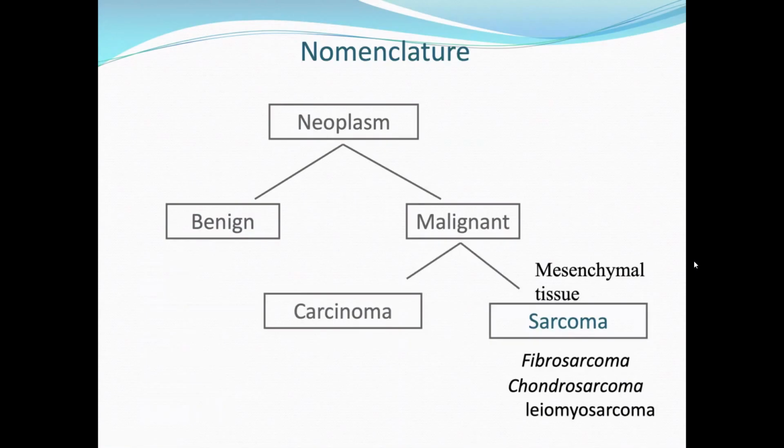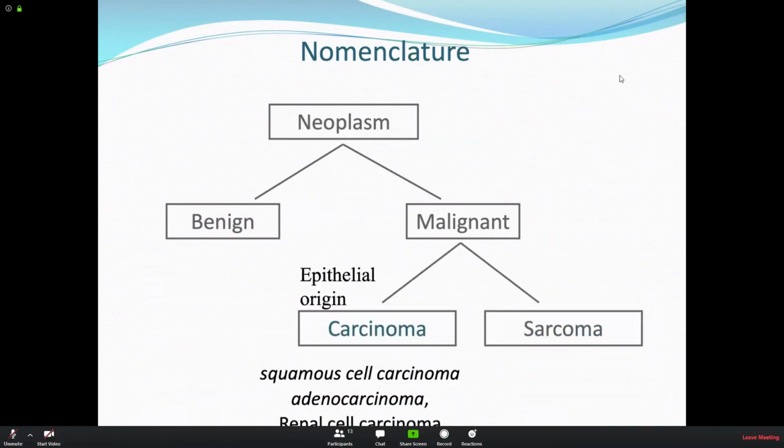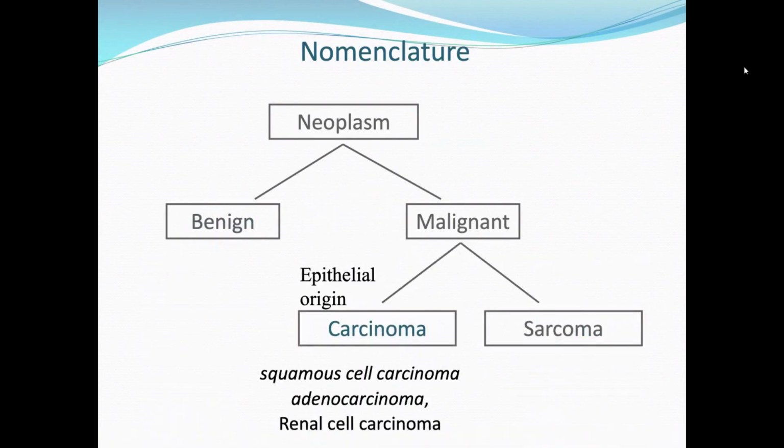Did you talk about the difference between carcinoma and sarcoma? Okay, epithelial versus connective tissue. Carcinoma means a tumor that is trying to resemble epithelial tissue. Sarcoma means a tumor that is trying to resemble connective tissue, of all types. Examples of carcinoma: squamous cell carcinoma, adenocarcinoma.